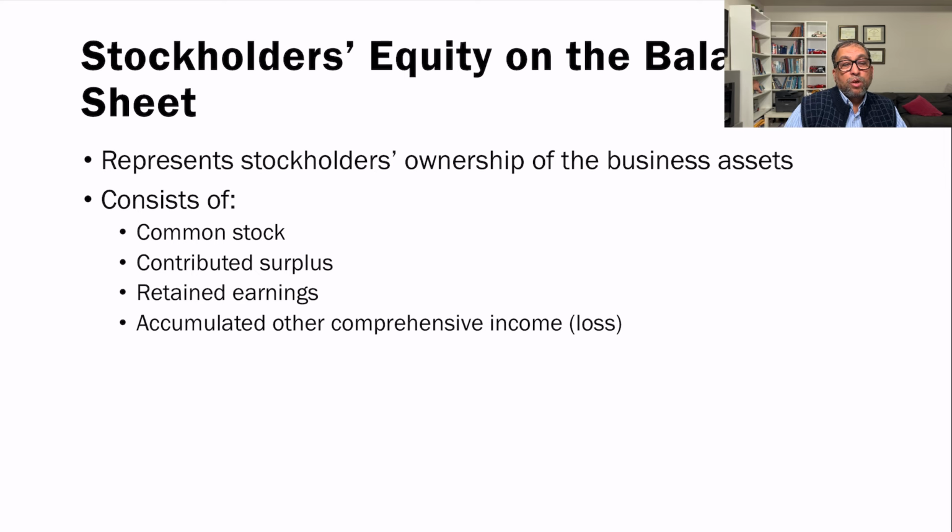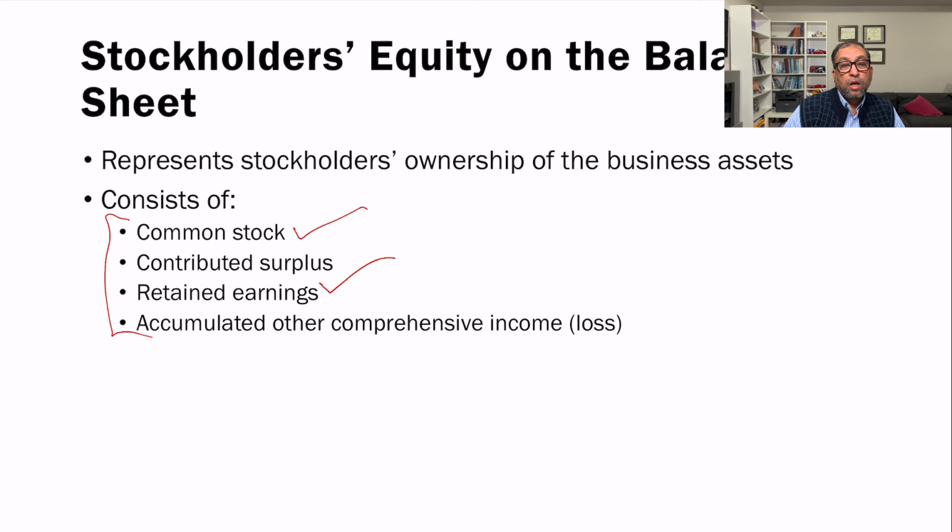So stockholders' equity on the balance sheet represents the stockholders' ownership of the business assets. Like I mentioned, out of the total assets of a business, how much is owned by the owners. It consists of common stock, contributed surplus, retained earnings, and accumulated other comprehensive income or loss. So these are mainly the 4 items you can see in the stockholders' equity, and in most cases you see only common stock and retained earnings. The 2 others are also possible in large corporations.